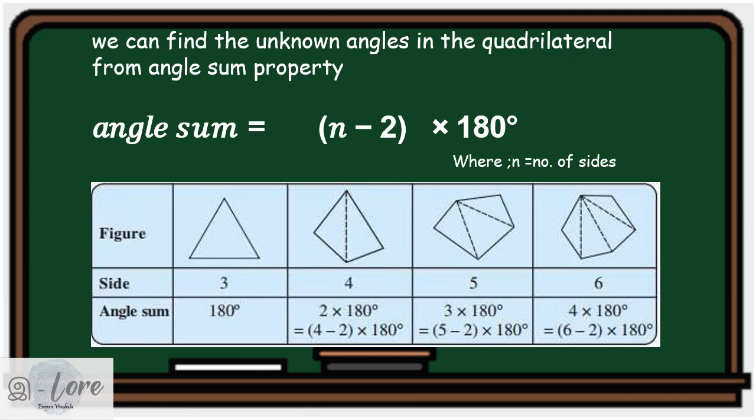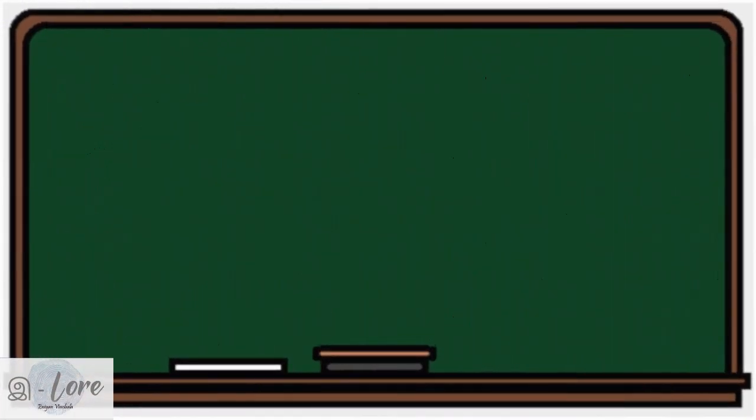Now you can come to the picture. The second one, a quadrilateral, is a 4-sided polygon, so n is equal to 4. 4 minus 2 into 180 is 2 into 180. For the third figure, 5 minus 2 into 180 is 3 into 180. For the fourth figure, 6 minus 2 into 180 is 4 into 180. Suppose your figure has 20 sides. Then 20 minus 2 into 180 is 18 into 180. This is a simple way to find the interior angle sum.